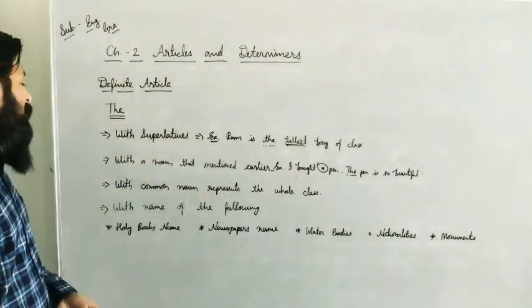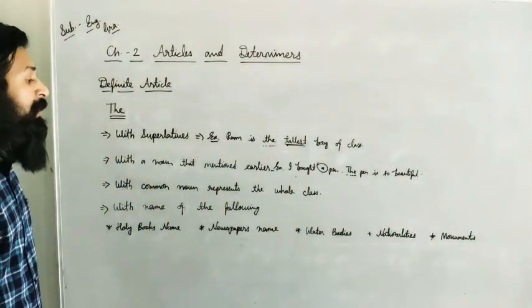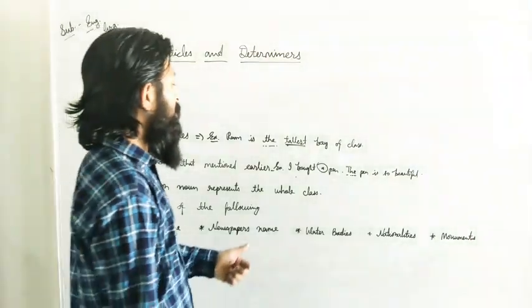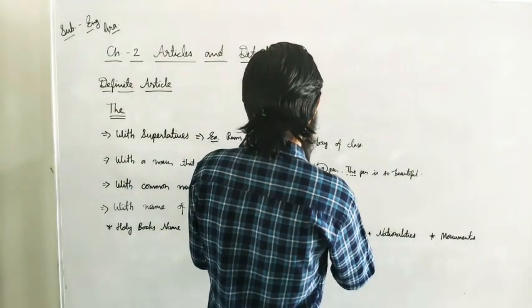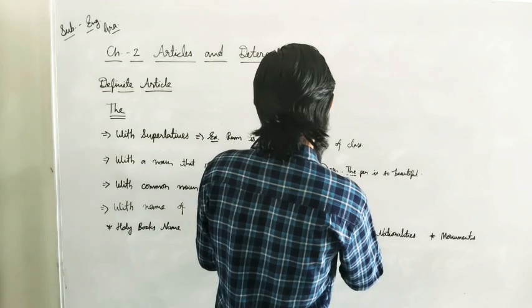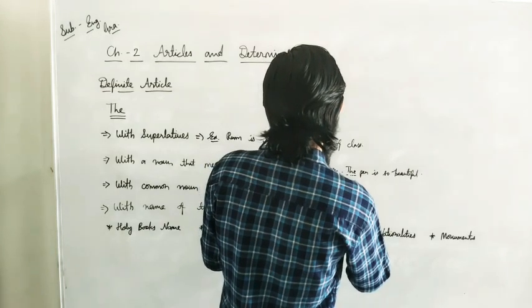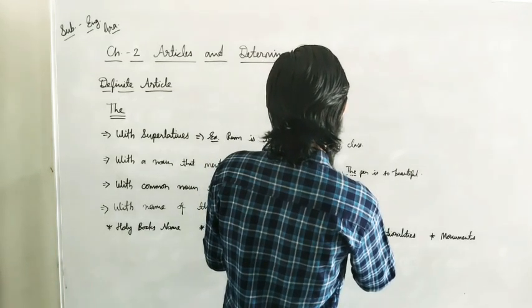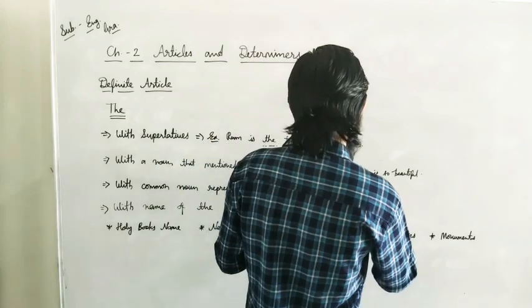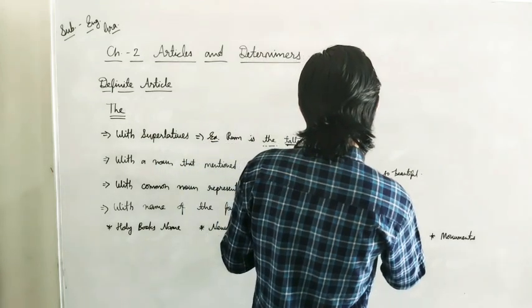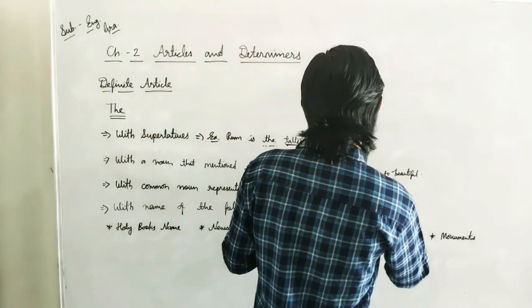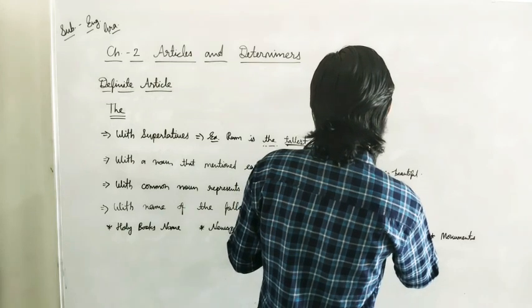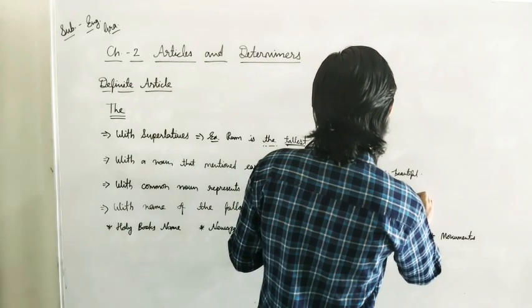Third rule is here: with a common noun that represents the whole class. Like, the airport authority helps us.